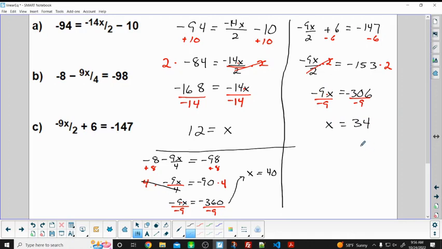So just remember, when you have multi-step equations with multiplication, division, and addition, subtraction in them, think about doing them in reverse PEMDAS order and attacking the addition and subtraction first.